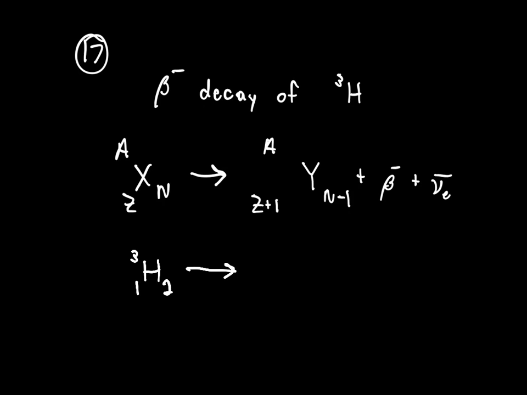What happens to my A? Stays the same. Keep that 3. What happens to my Z? Plus 1. So Z becomes 2. What happens to my N? Minus 1. So 2 minus 1 is 1. And then what happens to my symbol? Whatever Z equals 2 is. What is Z equals 2? Helium.